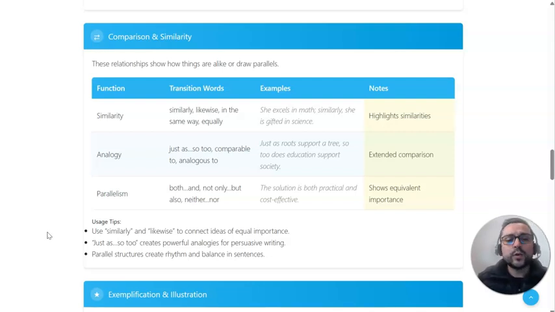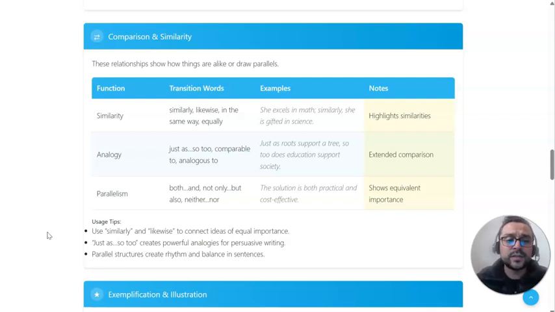And lastly, we have parallelism with transition words like both, and, not only, but also, neither, nor. So remember, these are correlative conjunctions that require parallelism. For example, the solution is both practical and cost effective. This shows an equivalent importance in which both parts in the parallelism are equally relevant.